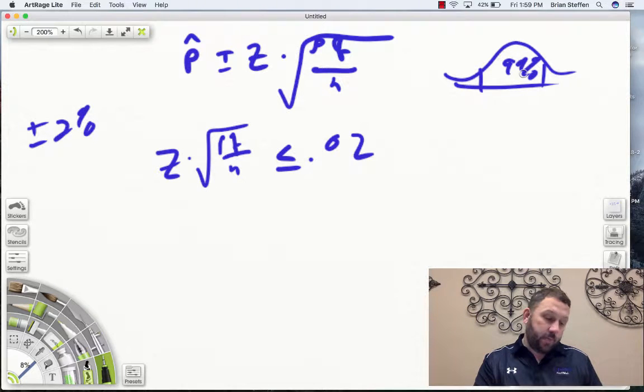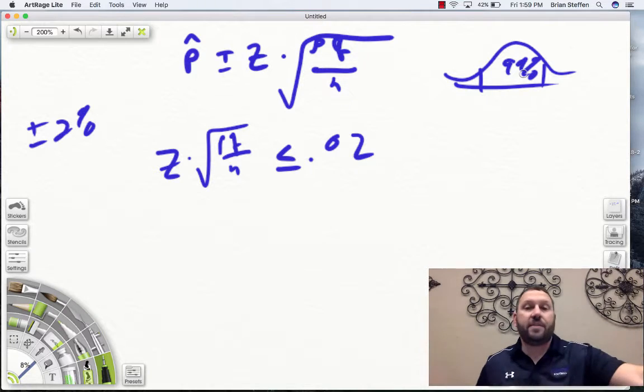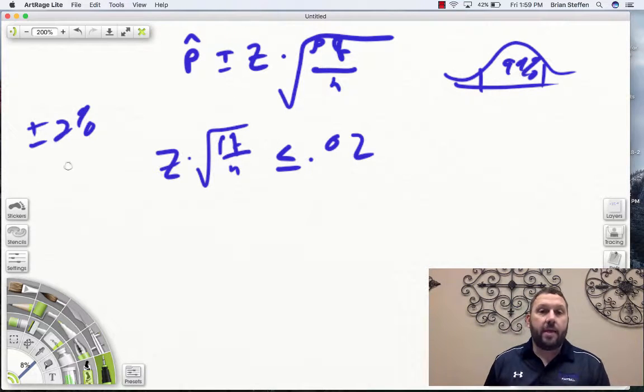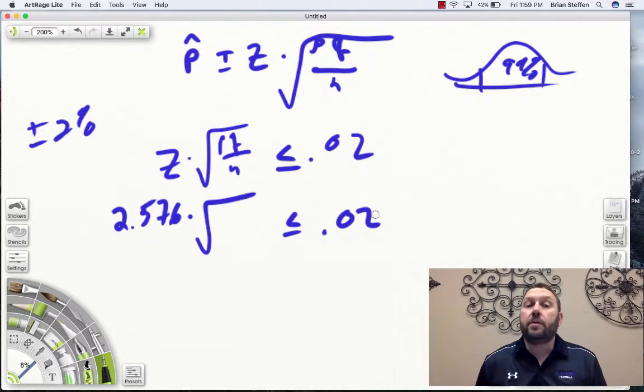So 99%, looking on the t-table here, is 2.576. So I have right here 2.576 times the square root of pq over n less than or equal to 0.02. All right. If I do not know anything about p and q, this gets down to, how do I know what to use?